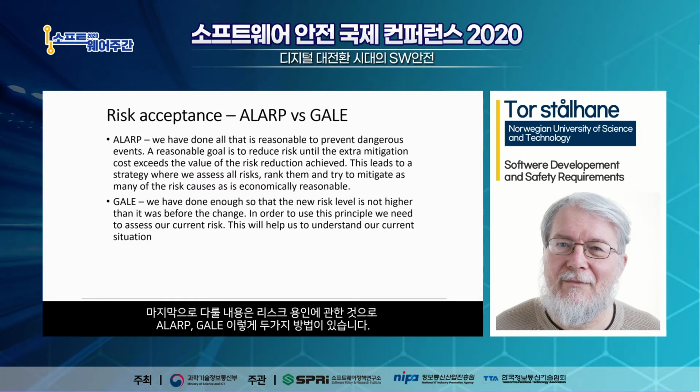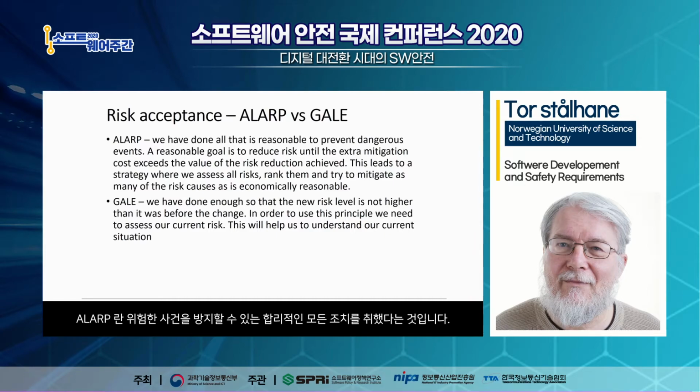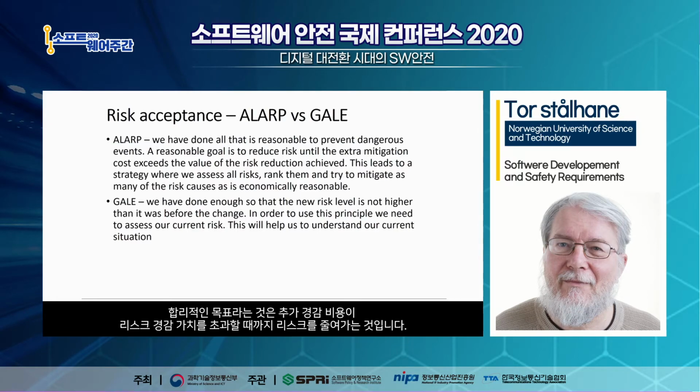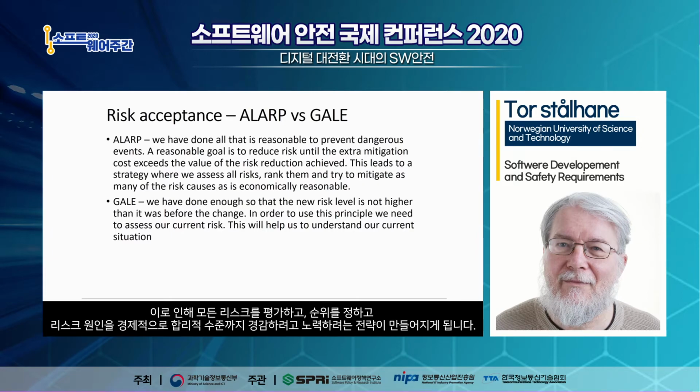The last issue is risk acceptance, and we're talking about two methods, ALARP and GALE. ALARP says we have done all that is reasonable to prevent dangerous events. A reasonable goal is to reduce risk until extra mitigation is more expensive than the risk reduction. So this leads to a strategy where we assess all risks, rank them, and try to mitigate as many of the risks as is economically reasonable.